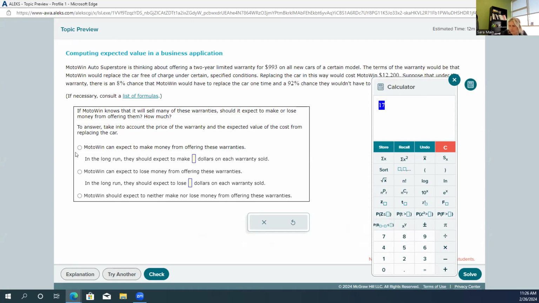And so we're going to go to our choices here. It says MotoWin can expect to make money from offering these warranties. In the long run, they should expect to make $17 on each warranty sold. Or MotoWin can expect to lose money from offering these. Or MotoWin should expect to neither make nor lose money offering these warranties. So I would say it's this one, and they are expected to profit $17.